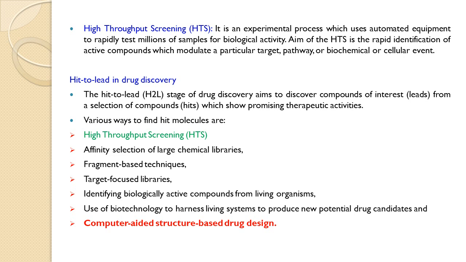Hit to lead in drug discovery. The hit to lead stage of drug discovery aims to discover compounds of interest that are leads from a selection of compounds which are hits which show promising therapeutic activities. So hit is a compound which exhibits desired therapeutic activity at a given target molecule.